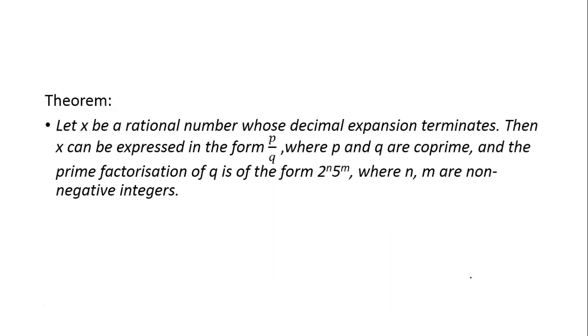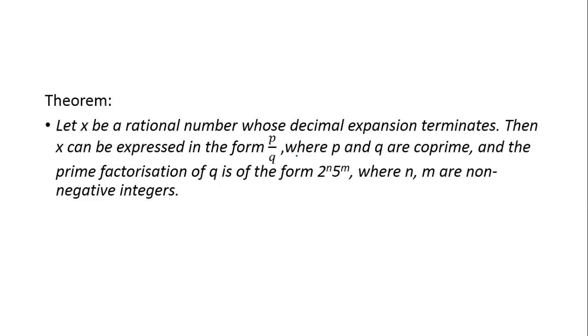You can write this as a theorem in this way. A rational number with a terminating decimal expansion can be expressed as p by q, where p and q are co-prime, and the prime factorization of q is in the form 2 raised to n into 5 raised to m, as we just saw. Two things to note here.